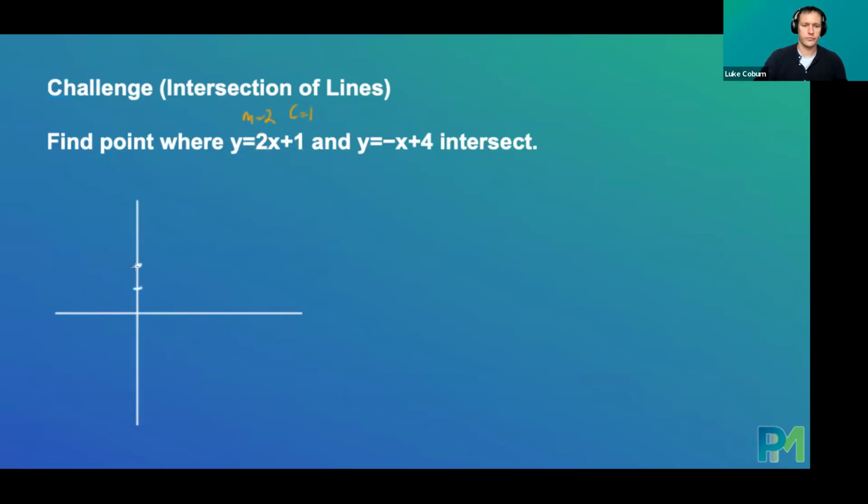A 1, 2. And this is the line. Something like that. And then the other one, this time, m is equal to minus 1, and c is equal to 4. So that was 1. What did I say? c was equal to 1. Let's go back. Sorry.